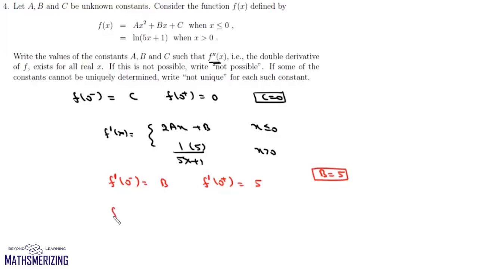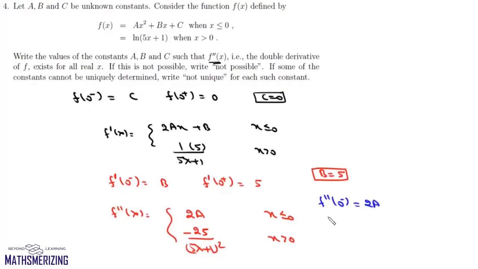That means if we find f double dash x, which is 2a when x is less than or equal to 0, and minus 25 upon (5x plus 1) square when x is greater than 0, f double dash 0 negative is 2a and f double dash 0 positive is minus 25. If we compare it, we'll get the value of a as minus 25 by 2. So the value of a is minus 25 by 2, b is 5 and c is 0.